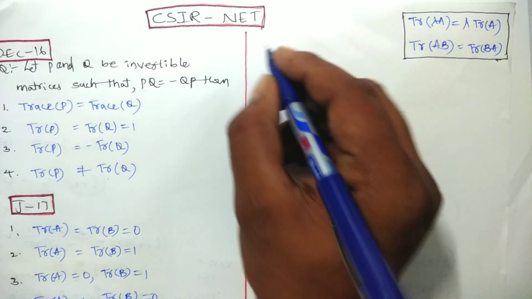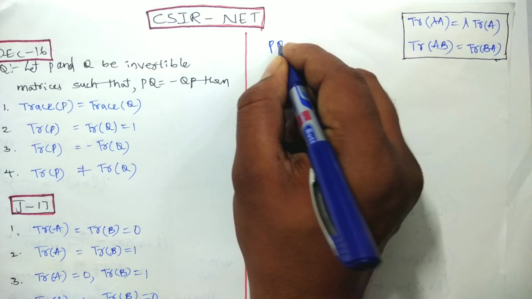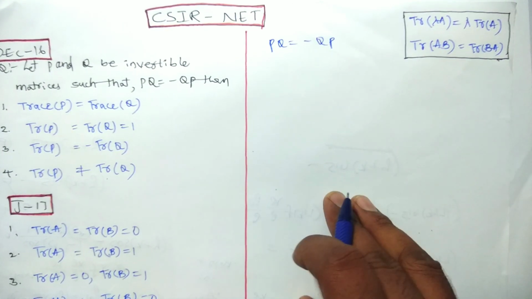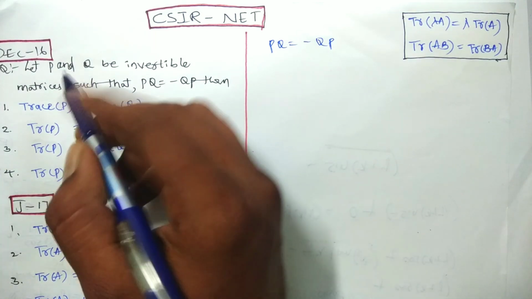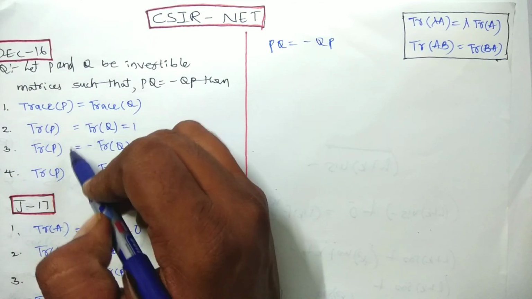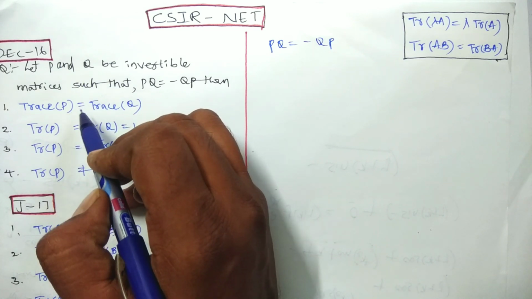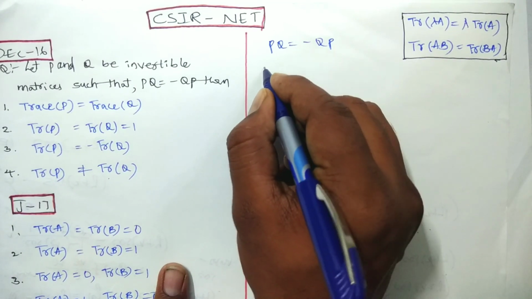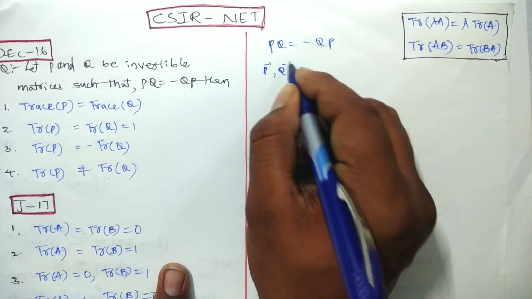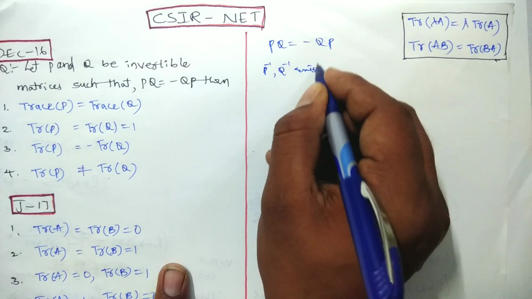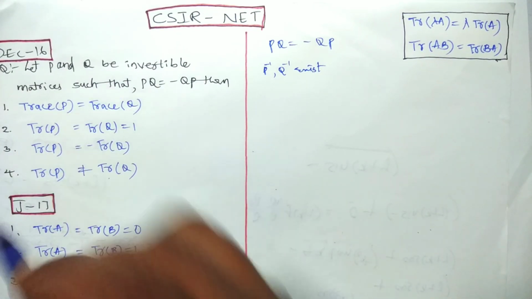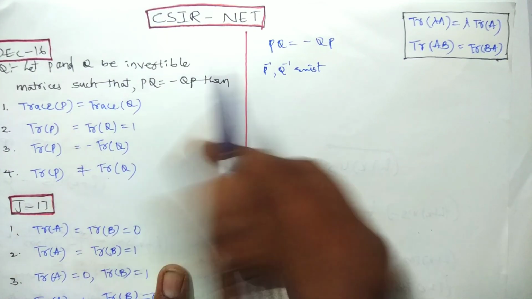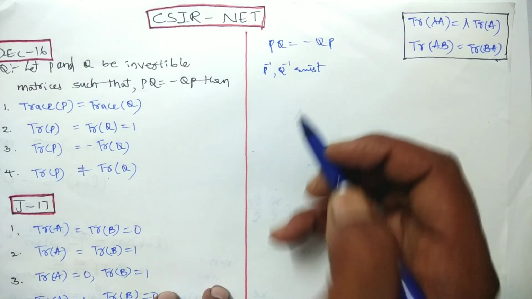Now, see the solution here. What is given? P into Q equals minus Q into P. Now observe, P and Q are invertible matrices. If P and Q are invertible matrices, then the inverses of P and Q also exist. That means P inverse and Q inverse exist here. Since P and Q are given as invertible matrices in the question, P inverse and Q inverse both exist.